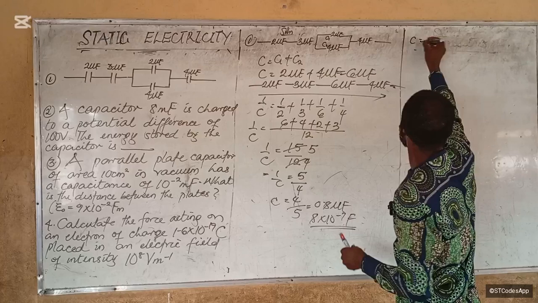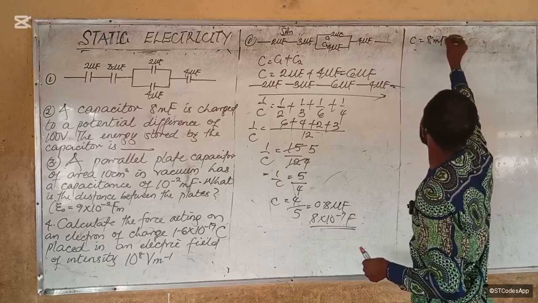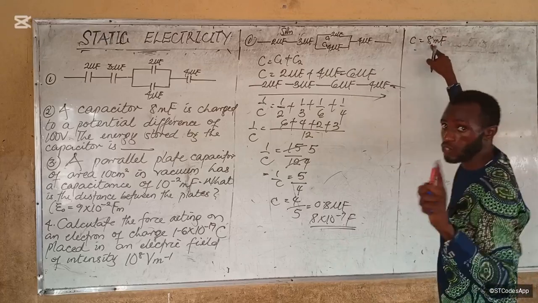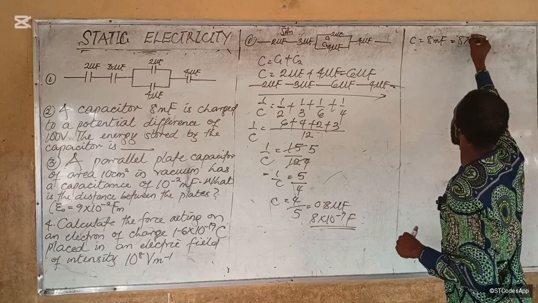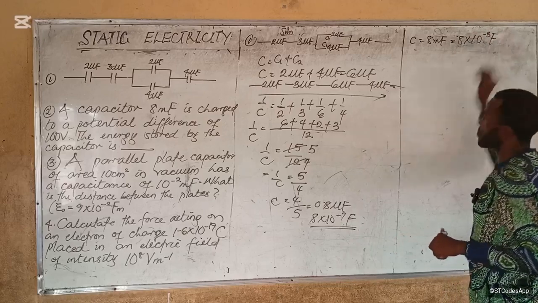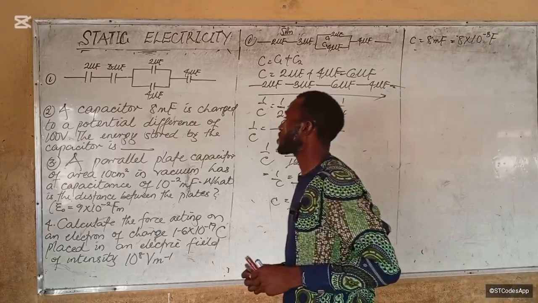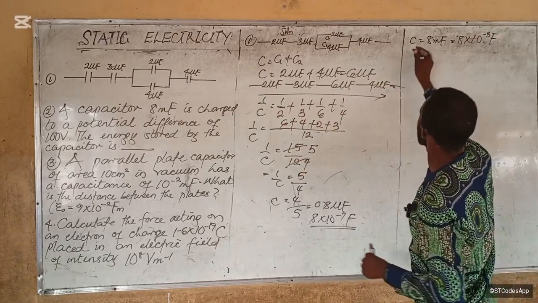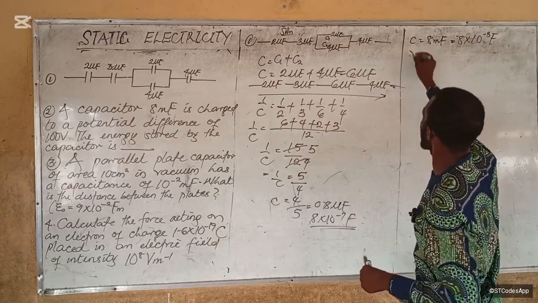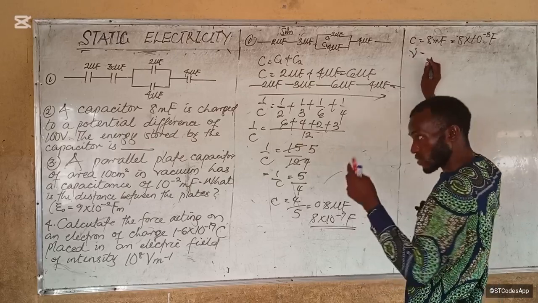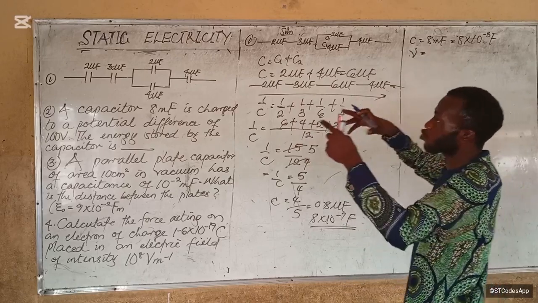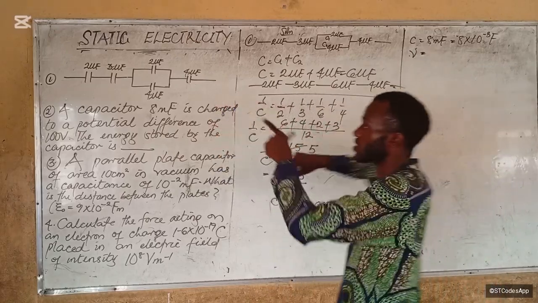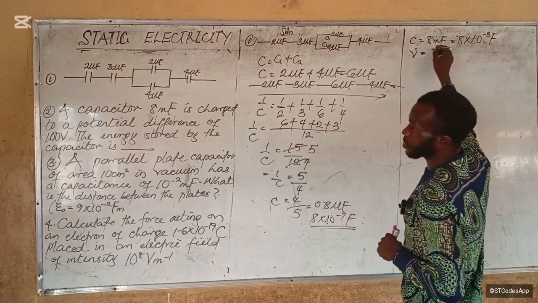Number 2 says a capacitor. The capacitance of the capacitor we are given is 8 millifarad. Millifarad, take note of that. Millifarad will be equal to 8 times 10 to the power minus 3 farad. It's charged to a potential difference of that. So the voltage or the potential difference acquired across the two plates is what?